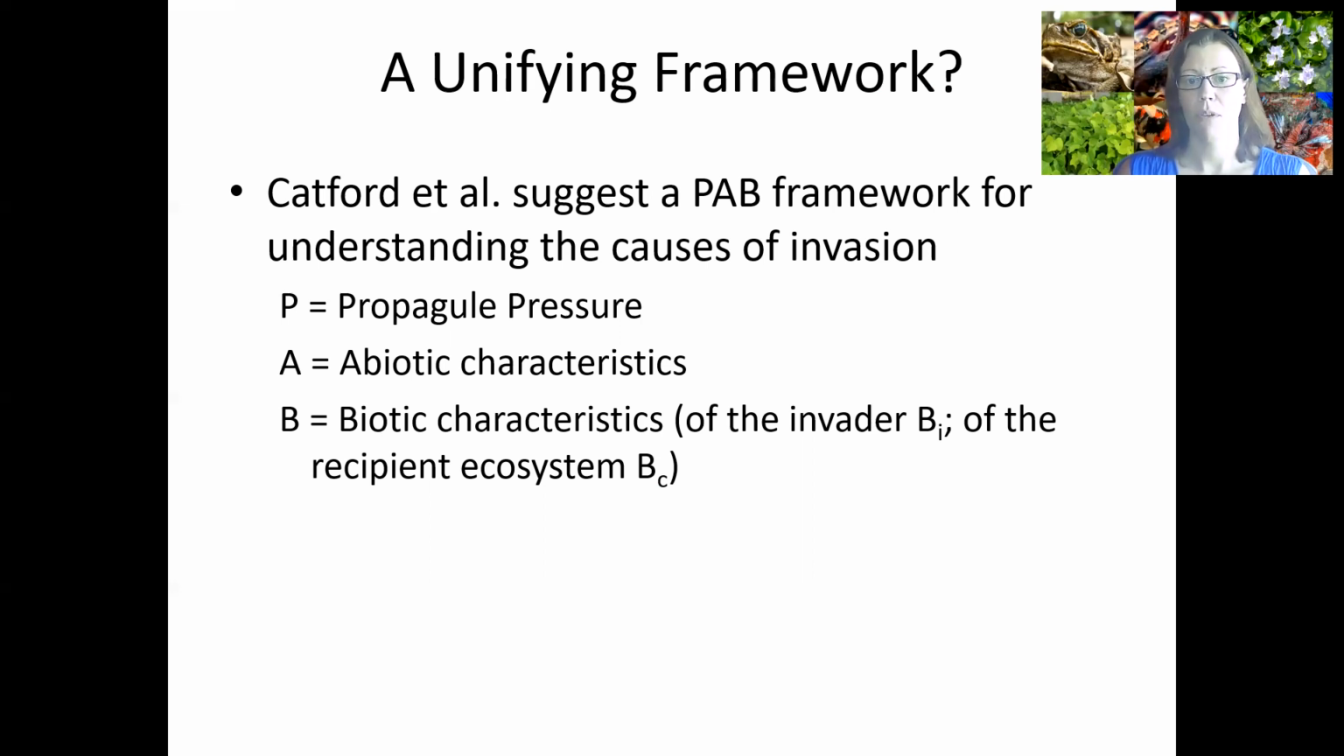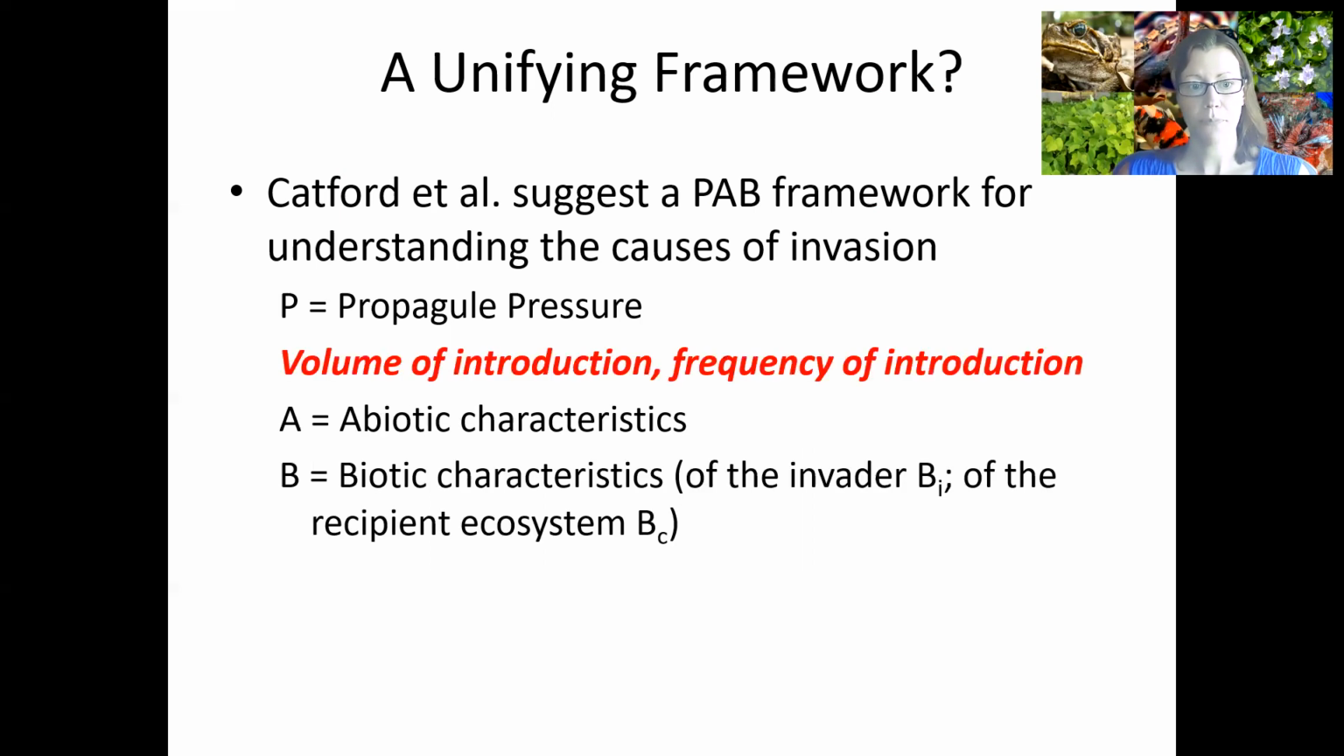So we've got propagule pressure. We have abiotic characteristics, and this is going to be of the recipient ecosystem. So what's the climate like, stuff like that. We have biotic characteristics of 2 things: of the invasive species, so that's invader traits, and of the recipient ecosystem. So what the community looks like that the invasive species is moving into.